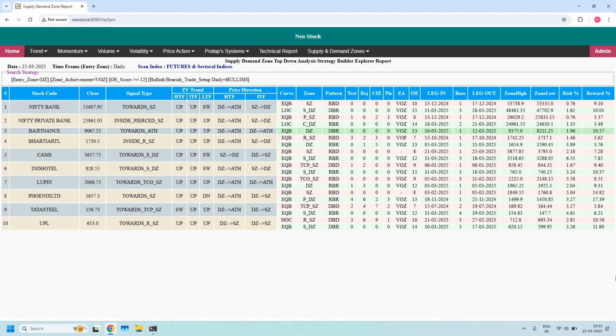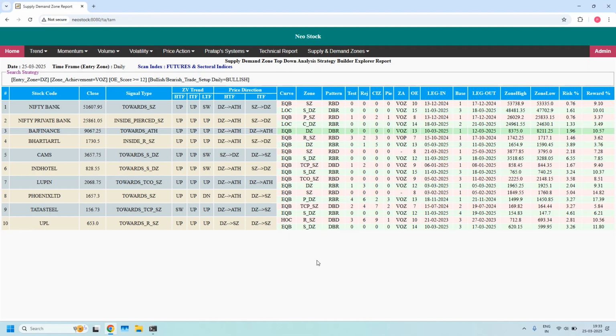These 10 daily demand zones, because entry time frame zones are daily demand zones for monthly income trade. And these 10 daily demand zones are supporting bullish trade setup for monthly income trade. Out of these 10, some of these zones might be having even more high probability to get success. Let us filter them based on the zone confluence.